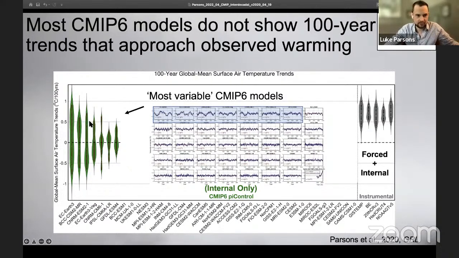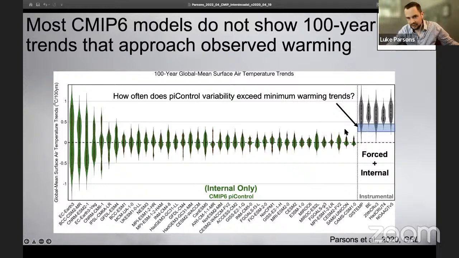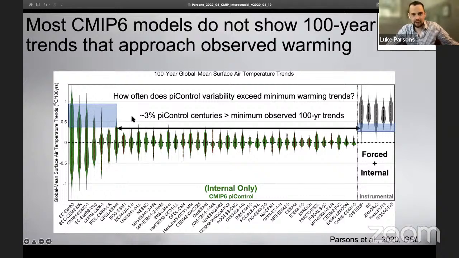But what about these most variable CMIP6 models? You take 1, 2, 3, 4, 5, 6, about 7 of the 39 models here. They tend to have a little more variability on these longer timescales. They can have anywhere from trends that go from about -0.7 degrees per 100 years all the way up to 0.9 degrees per 100 years. And if I look across the entire archive and look at all the sliding 100-year trends, how often do we maybe exceed these minimum trends from the instrumental data? Maybe only 3% of the time out of all of these centuries. These are these upper bits of the histograms or box plots, violin plots here.